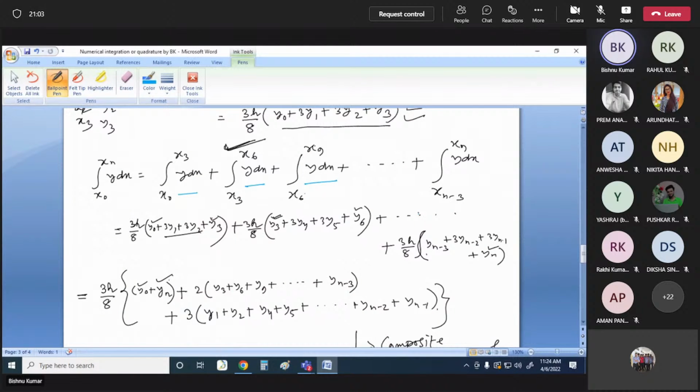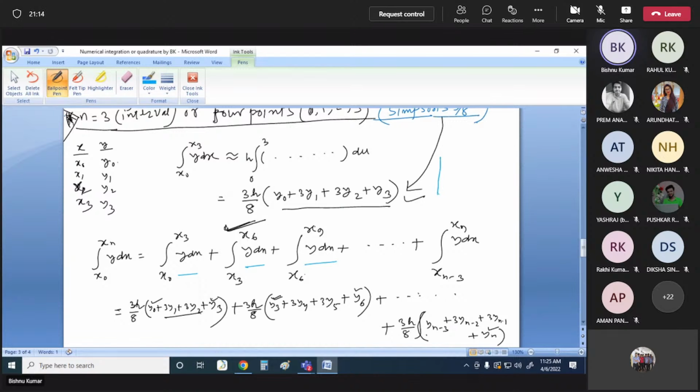Logically, it should be a multiple of 3, isn't it? Because the overall integration you are doing is x0 to xn. Suppose you are using 1 interval, 2 intervals, 3 intervals. Basically with the help of these 4 points, x0, x1, x2, and up to x3, with 3 intervals you will get this integration value. Again in the next 3 intervals you will get the next value, and again in the next 3 intervals you will get the next value. So the number of subintervals should be a multiple of 3. Is it clear? Yes sir.